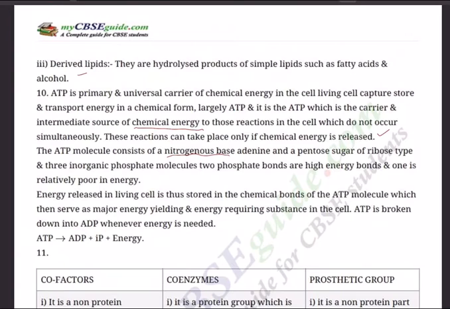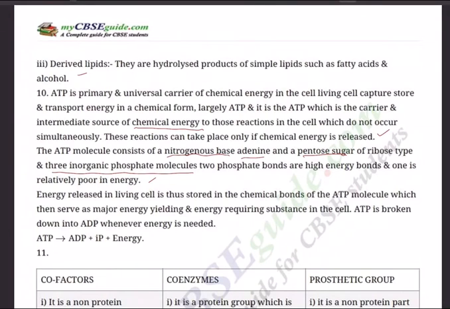ATP molecule consists of a nitrogenous base, adenine, and a pentose sugar of ribose type, and of course 3 inorganic phosphates. That's why we say adenosine triphosphate. So it is adenine, pentose sugar, ribose sugar, and 3 inorganic phosphates. That makes adenosine triphosphate. And 2 phosphate bonds are high energy bonds. One is relatively poor in energy.